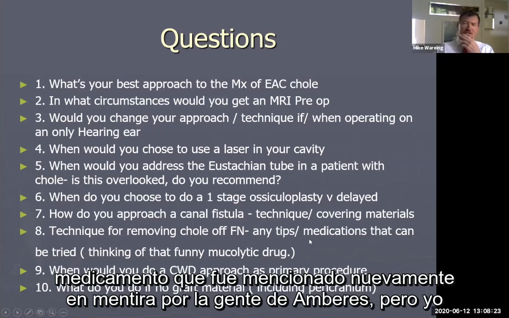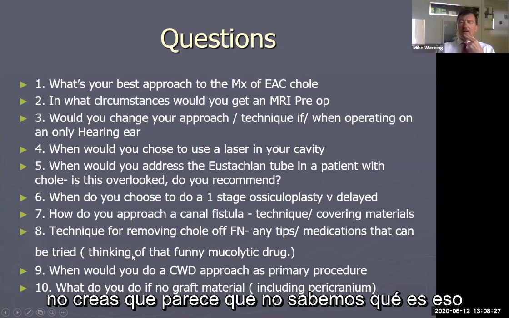This is about the medication that was mentioned again in Lyon by the people from Antwerp, but I don't think we seem to know what that is.